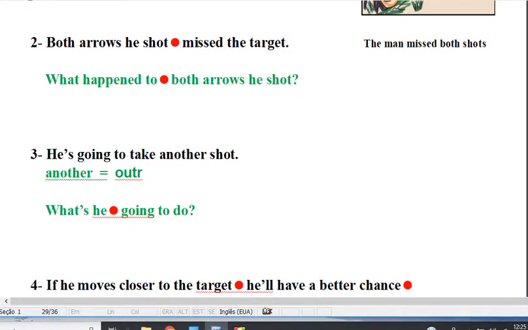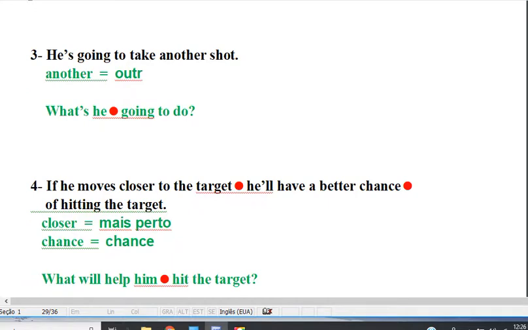Line 2. Both arrows he shot missed the target. Question, what happened to both arrows he shot? Well, both arrows he shot missed the target.